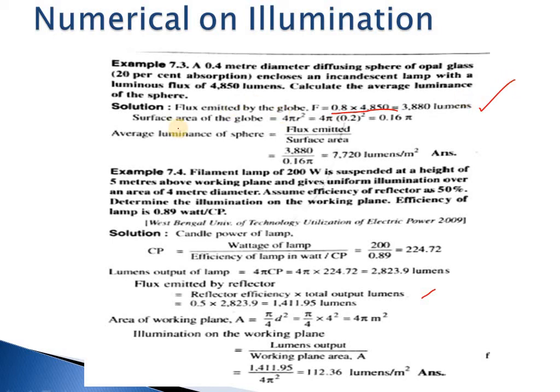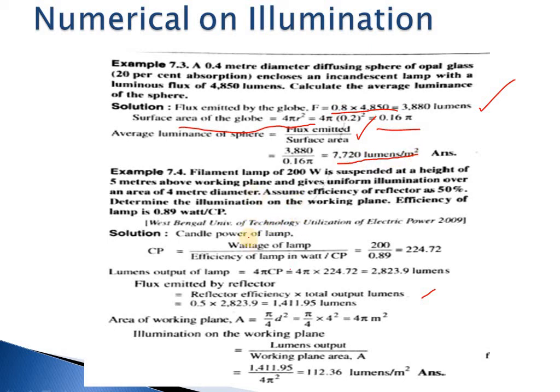Now the surface area of the globe will be 4 pi r square because it is a sphere, and the sphere area is 4 pi r square. So it will be 4 pi into 0.2 squared, that is 0.16 pi. So the average lumens of the sphere is the flux emitted divided by the surface area. So it will be F divided by the surface area, that is 4 pi r square. So it will be 7720 lumens per meter square.